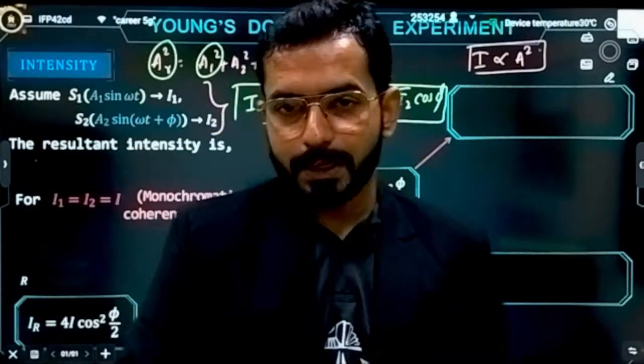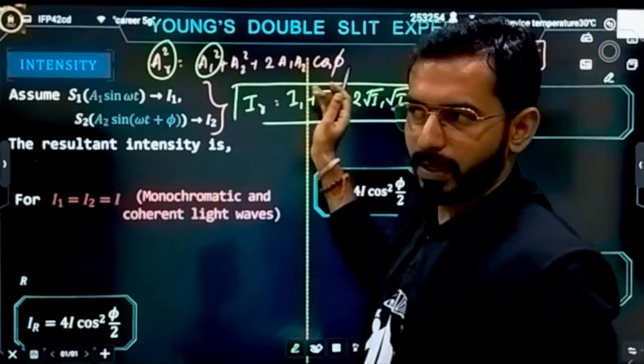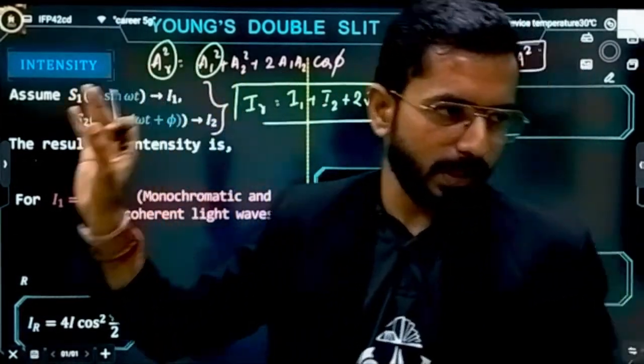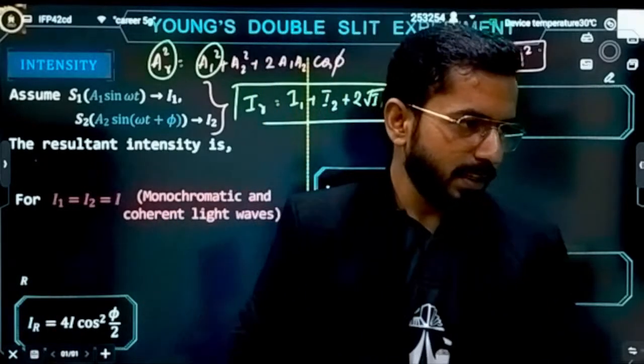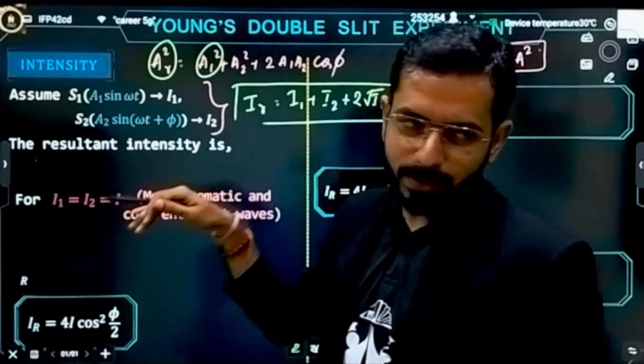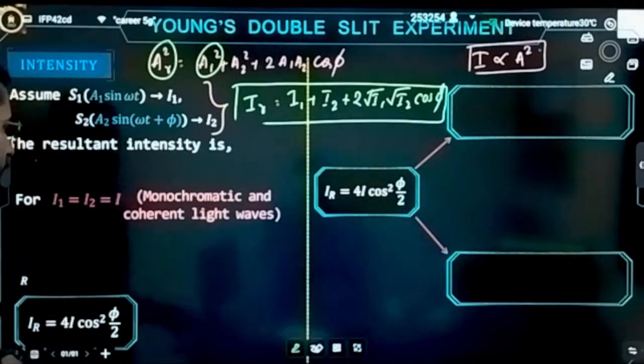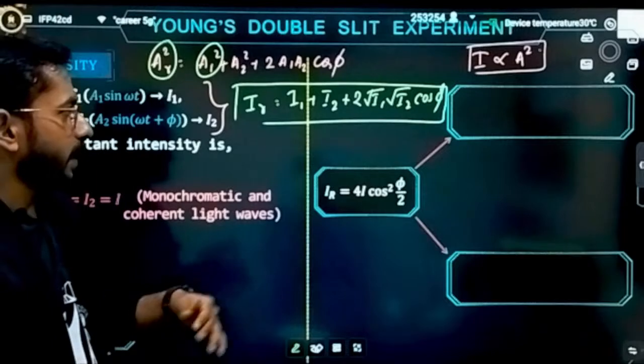Now don't ask how it becomes I1, I2 and 2 root I1 I2. I hope that much is clear. Please don't ask such a doubt. Is there anyone who still has doubts, sir, how you have written this? I know that a lot of you will have it, and this is simple here. This will be expected. Fine.